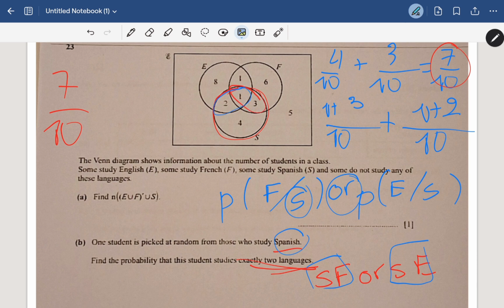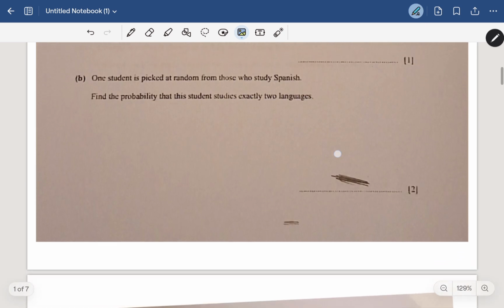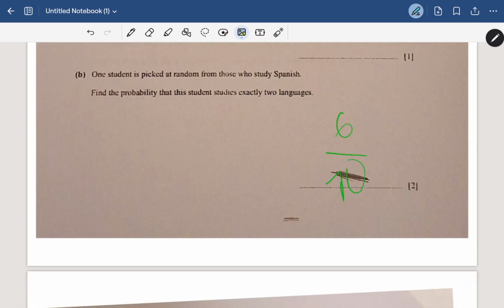And this is all of the ones for English, but there is a number of students that takes English, Spanish, and French. We are gonna exclude this, and it is 1 over the total of Spanish, which is 10. So that means the probability that the student studies exactly 2 languages is then 6 out of 10. Okay, so the answer over here is 6 out of 10.